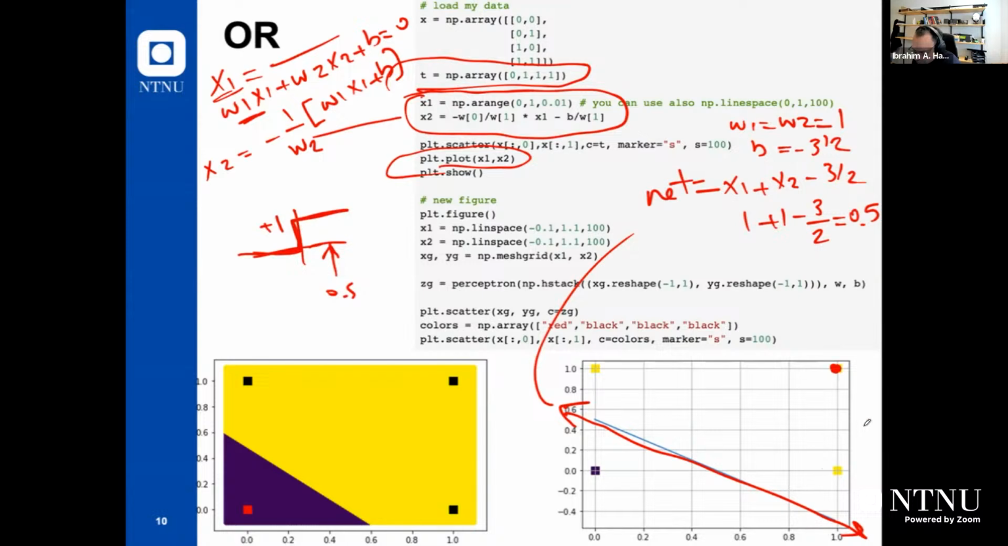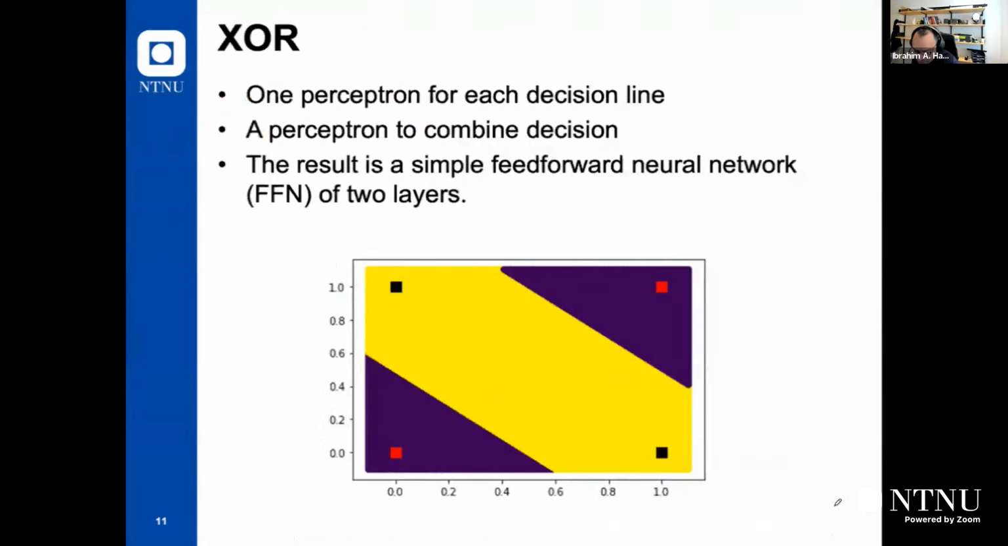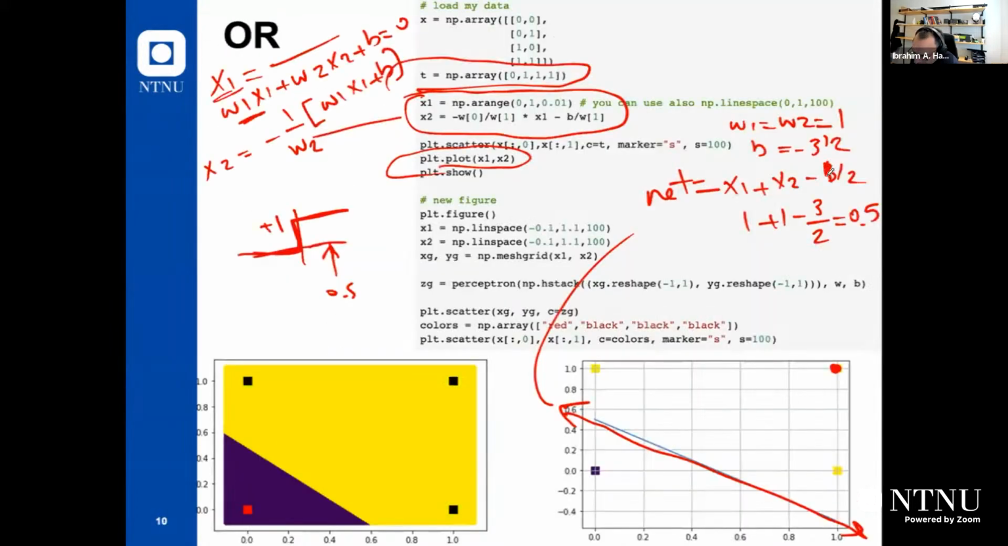Let us select another point, this point, for example. It's OR, in fact. So this one is minus 1 divided by 2, so it will be 1.5. So 1.5 is positive. Select another point like this point. The coordinates of this point are 1 and 0. Substitute this value into this net function. So it will be 1 plus 0 minus half, so it will be 0.5, positive. So this one will also be classified into plus 1.